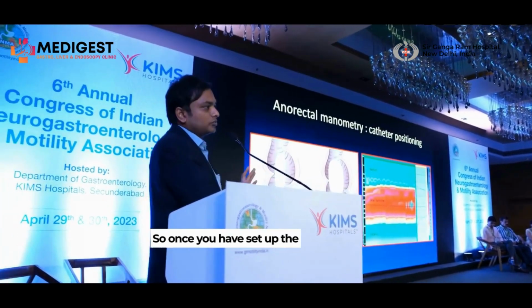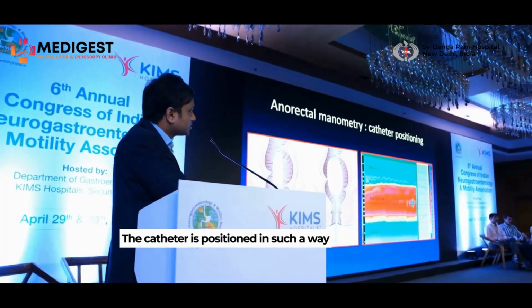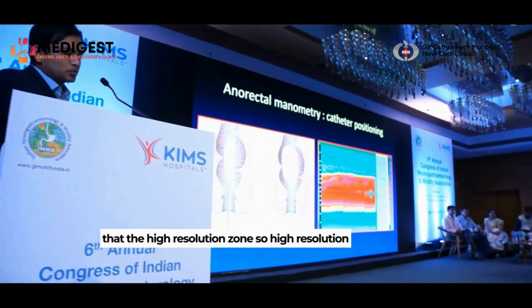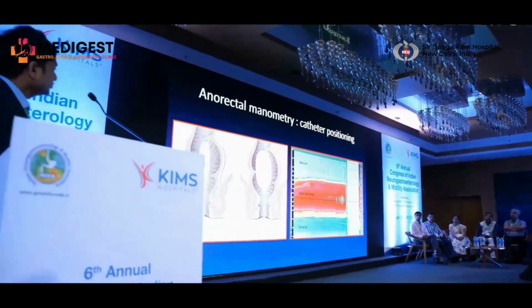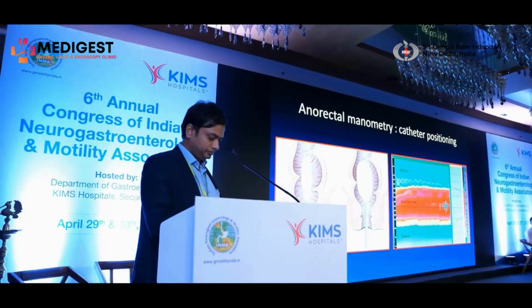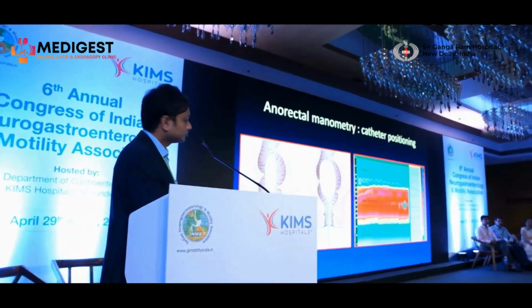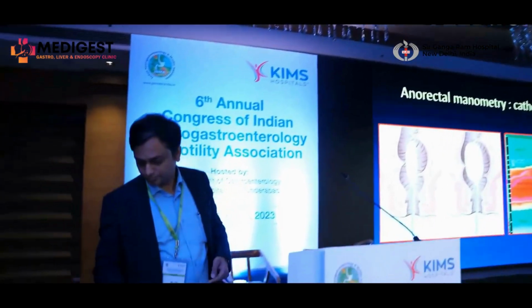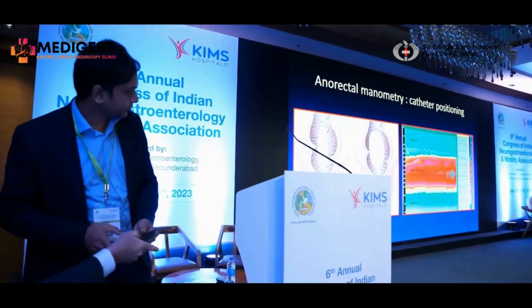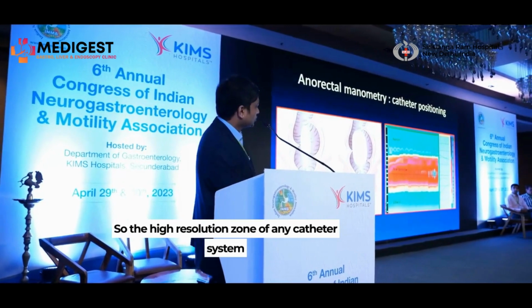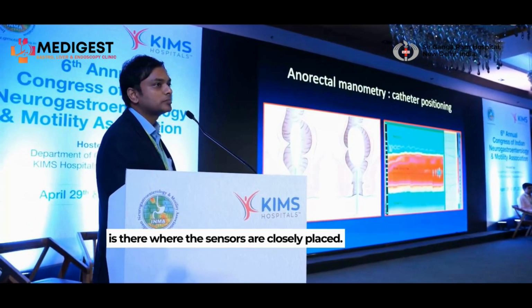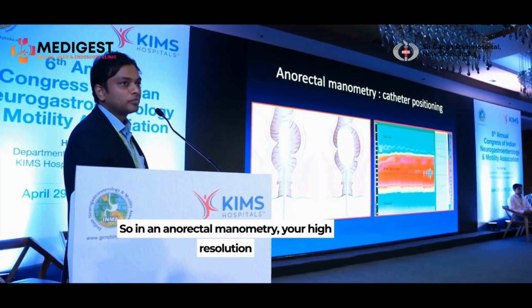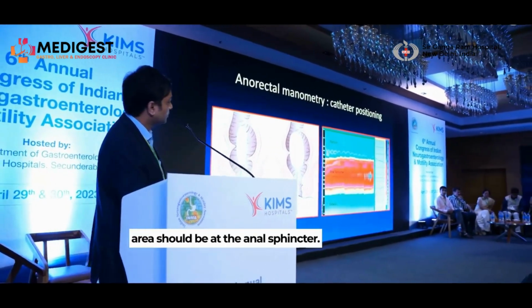So once you have set up the patient, how do you position the catheter? The catheter is positioned in such a way that the high resolution zone is at the anal sphincter. The high resolution zone of any catheter system is where the sensors are closely placed. So in an anorectal manometry, your high resolution area should be at the anal sphincter.